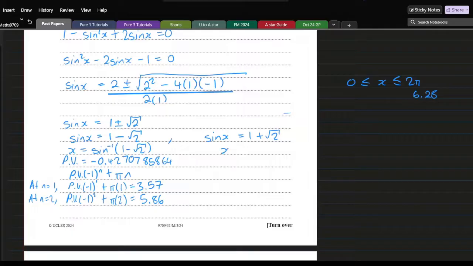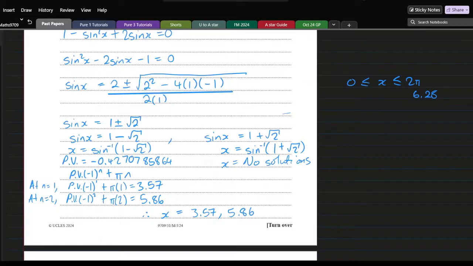And then in this case here, in this equation, we get x is equal to arcsine of 1 plus root 2. So our principal value would be arcsine of 1 plus root 2, and that gives us an error. So here we should say x has no solutions. So we can conclude that therefore our x coordinates are, x is 3.57 and 5.86.